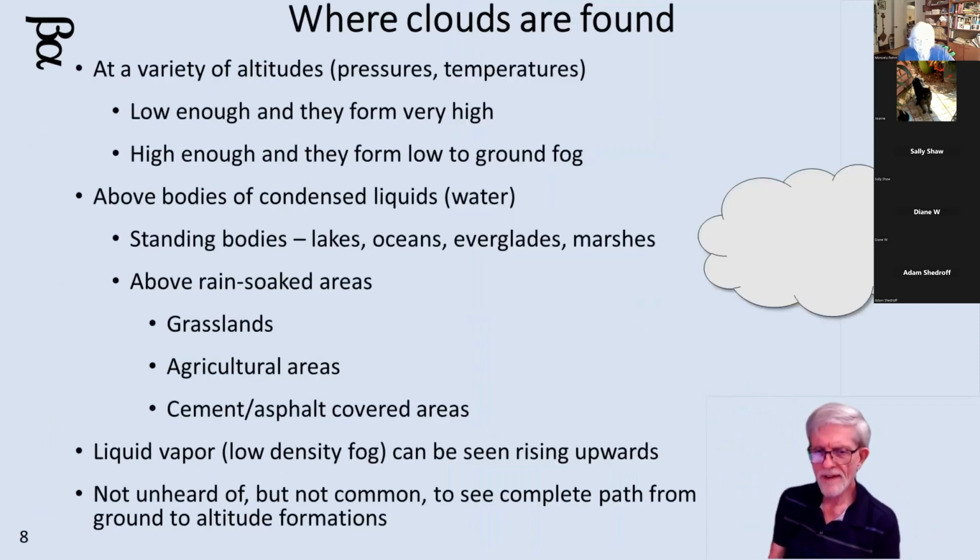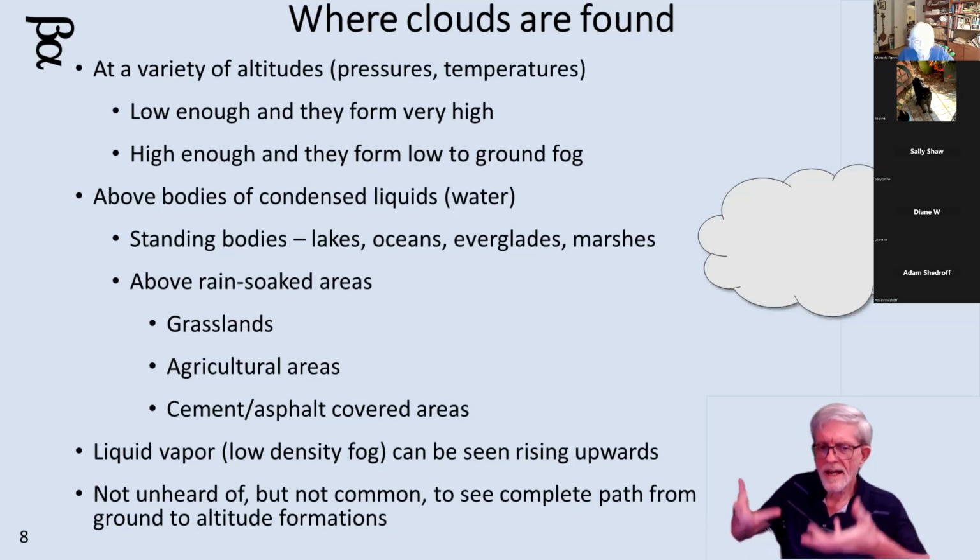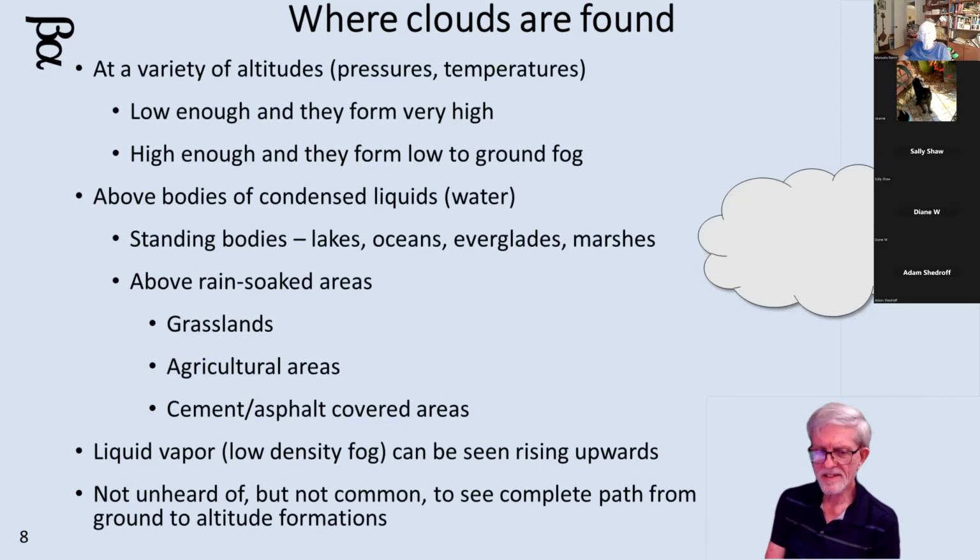So where are clouds found? They show up at a variety of altitudes, pressures, and temperatures. If you have low pressure and low temperature, they can grow up very high. If you have high enough pressure and high enough temperature, they can't rise up. They'll hang low to the ground like fog, usually condensing out into dew. You'll often have clouds hanging above bodies of water because that's the source of the water that they're lofting into the sky. So you can have lakes, oceans, Everglades, marshes, large, normal, natural bodies of water. But you can also have rain-soaked areas.